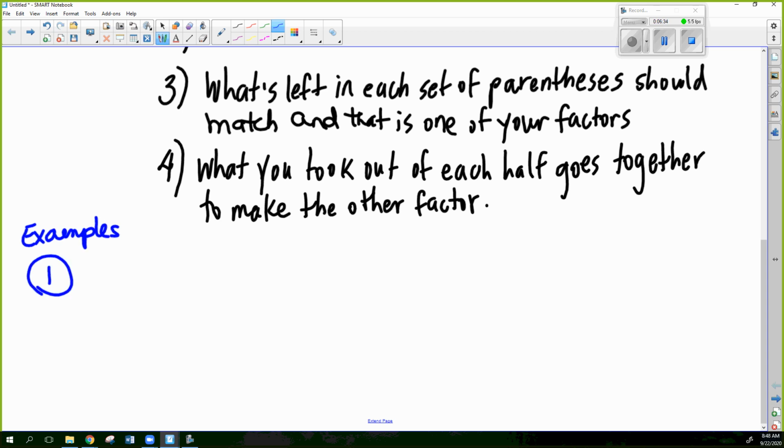All right, so let's start with x cubed minus 3x squared plus 2x minus 6. Okay? So let's get this copied down. And then we will go through the 4 steps.